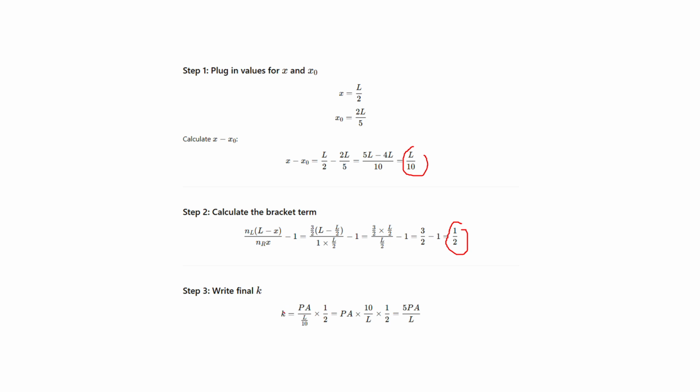When we substitute these values, we get K equals 5PA by L. In fact, the question has asked for something, P equals K into L divided by A into 1 by 5. So this 1 by 5 was the expression which was asked. 1 by 5 is 0.2. This was written in terms of alpha. So alpha is 0.2. So this is our final answer.